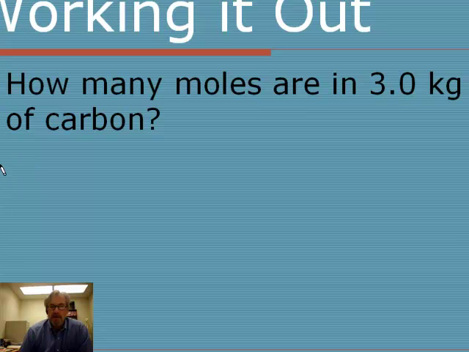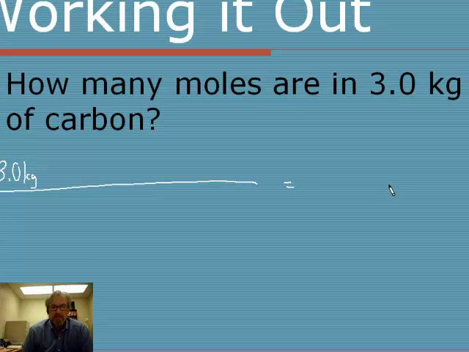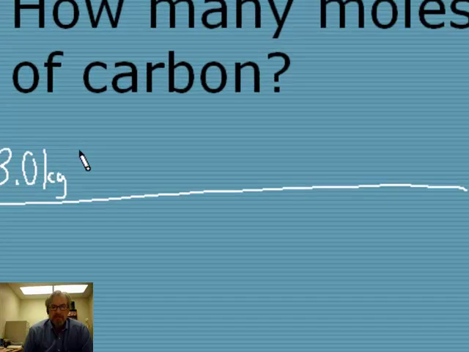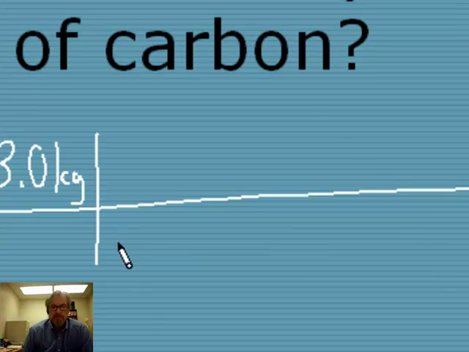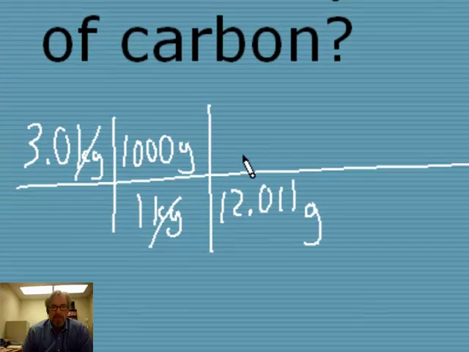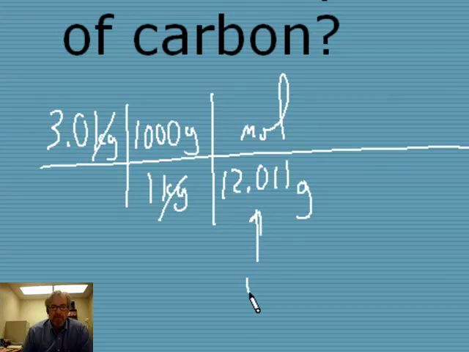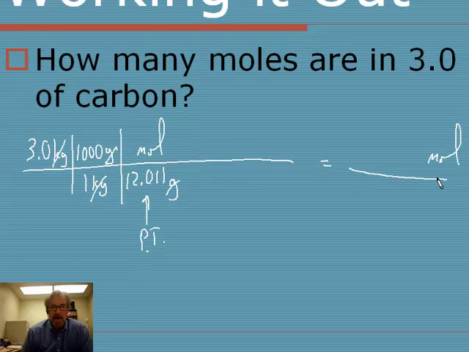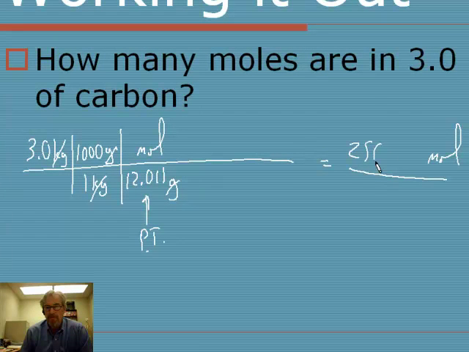I'll write down 3.0 kilograms, and my target unit over here is how many moles. My first step is I'm going to change this into grams. There are 1,000 grams in 1 kilogram. So this conversion factor will give me grams. Now I can put molar mass in here. This is carbon, so 12.011 grams per mole. I look this up on the periodic table. Grams now cancel, and ultimately I have the answer that I'm looking for, which is moles. To 2 significant figures, this comes out to 250 moles.